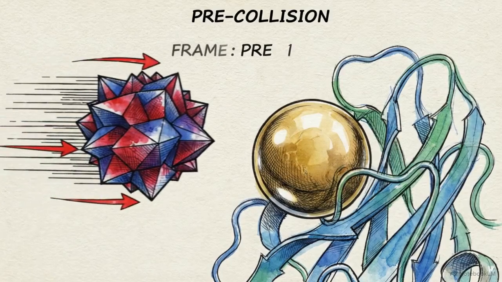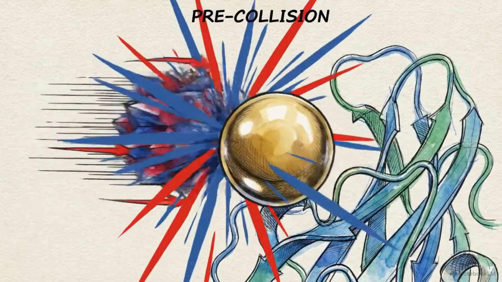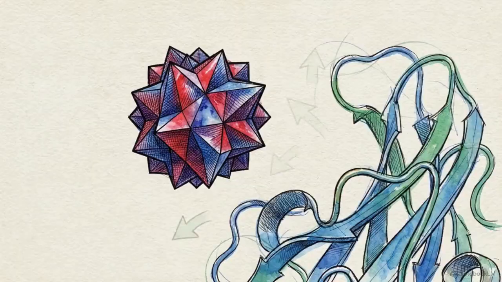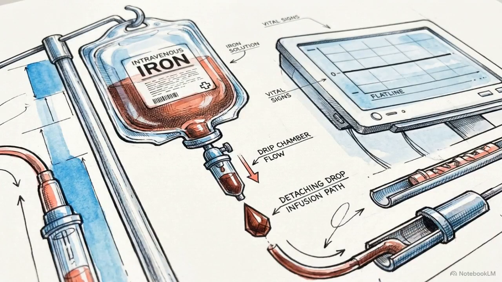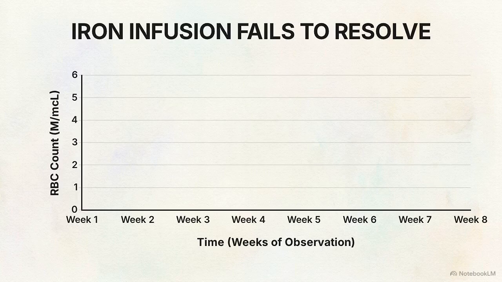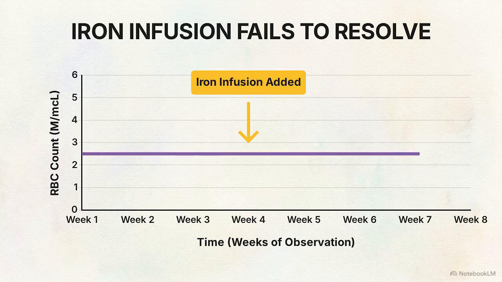A patient with end-stage renal disease presents with a sudden onset of speech apraxia and a severe microcytic anemia. Following standard clinical protocols, the team administers high-dose intravenous iron. The treatment fails to raise the red blood cell count. Increasing the iron supply does not resolve the deficit.